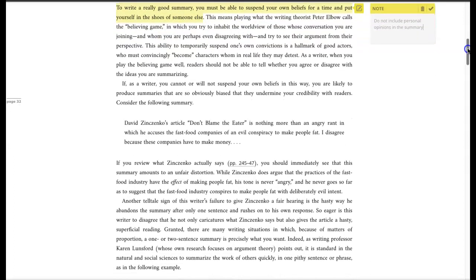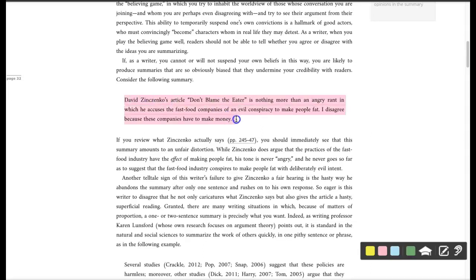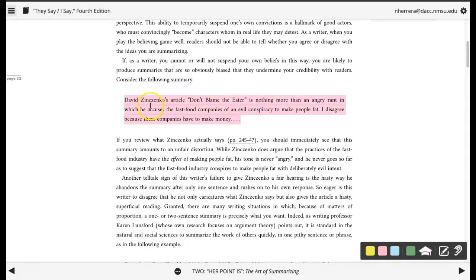So over here, we have an example. Now this is an article that you're going to read for your second essay, which is David Zinczenko's Don't Blame the Eater. Now in this example, the writer says David Zinczenko's article, Don't Blame the Eater, is nothing more than an angry rant in which he accuses the fast food companies of an evil conspiracy to make people fat.